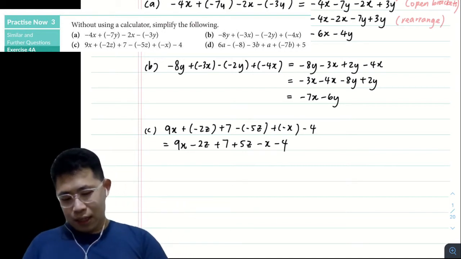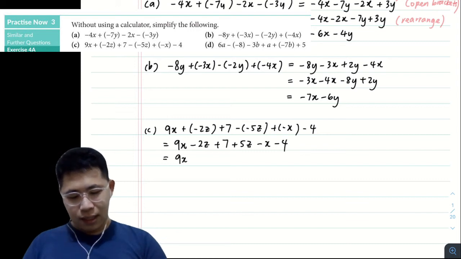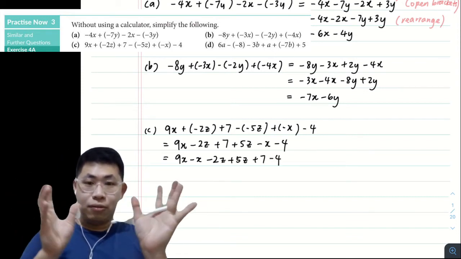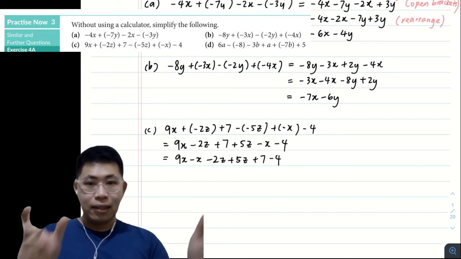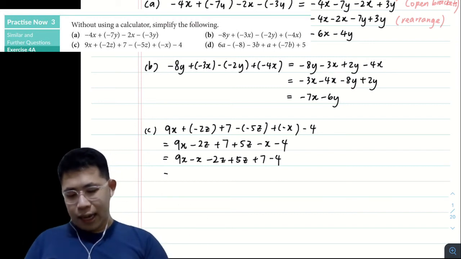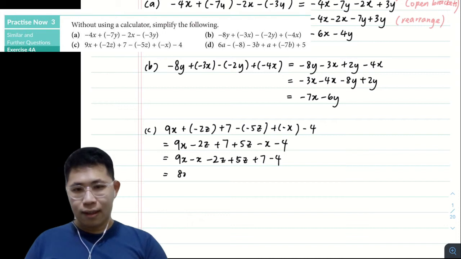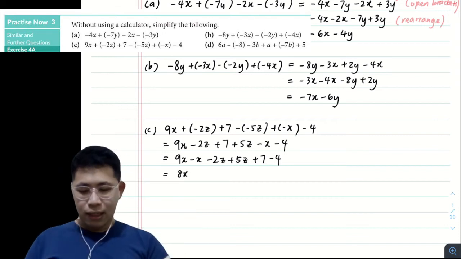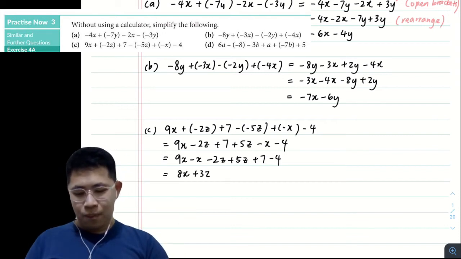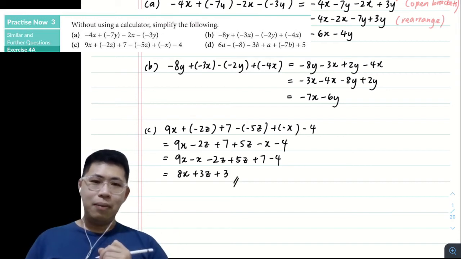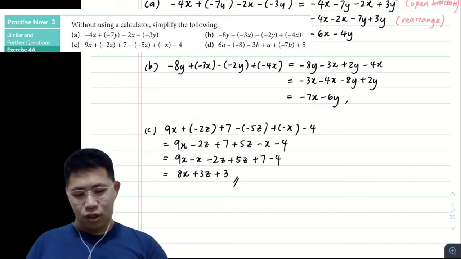Okay, so here I will regroup 9x first, minus x, negative 2z, plus 5z, and a plus 7 and a minus 4. So now I will rearrange them so that I get my like terms. Last but not least, 9x minus x is 8x, negative 2z plus 5z is a plus 3z, and a plus 7 minus 4 would be a plus 3. Okay, so this will be my final answer for this question C.